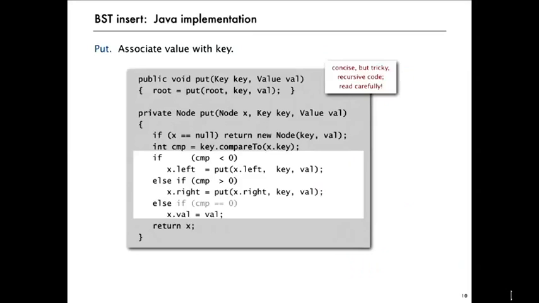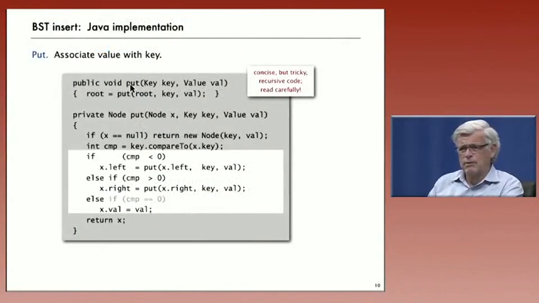So this is very concise recursive code, but it's tricky because of that last point, so it's worth reading carefully. So we're going to use a recursive method put to associate a value with a key in the tree. And that recursive method is going to return a node. So the client method put, of course, just is supposed to do the association, so it has a void return.